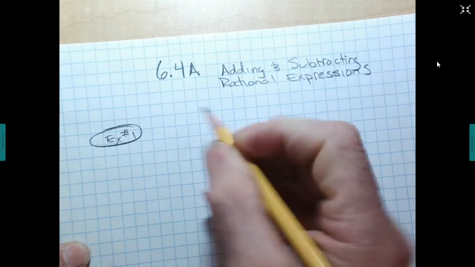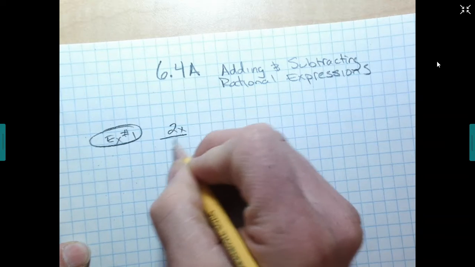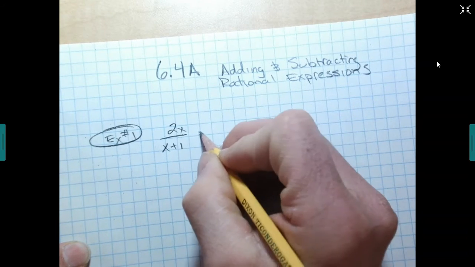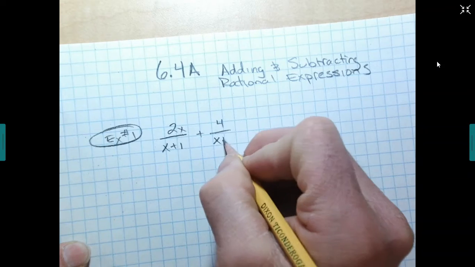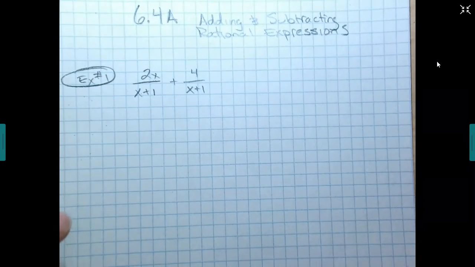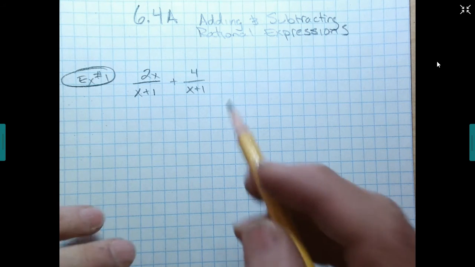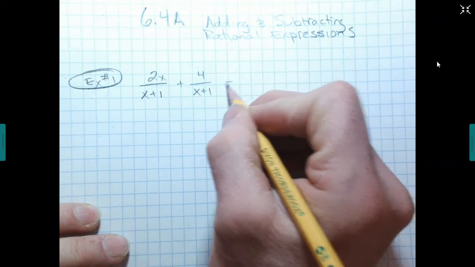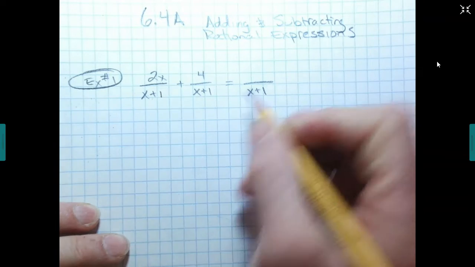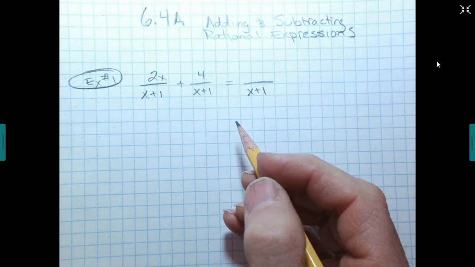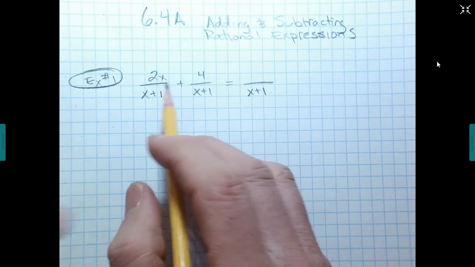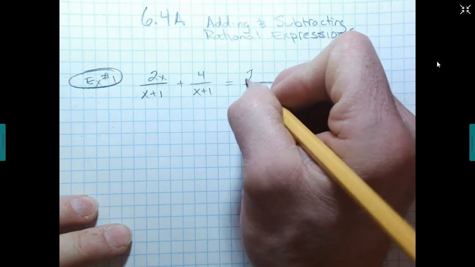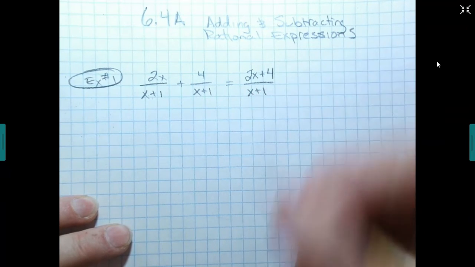Example number 1, we're going to have 2x over x plus 1 plus 4 over x plus 1. Now, when you're adding and subtracting fractions, you have to have a common denominator. Here we have x plus 1, and here we have x plus 1. So we already have a common denominator, so I do not need to do anything to my denominator. And then I will add my numerators. So 2x plus 4, that gives me 2x plus 4.